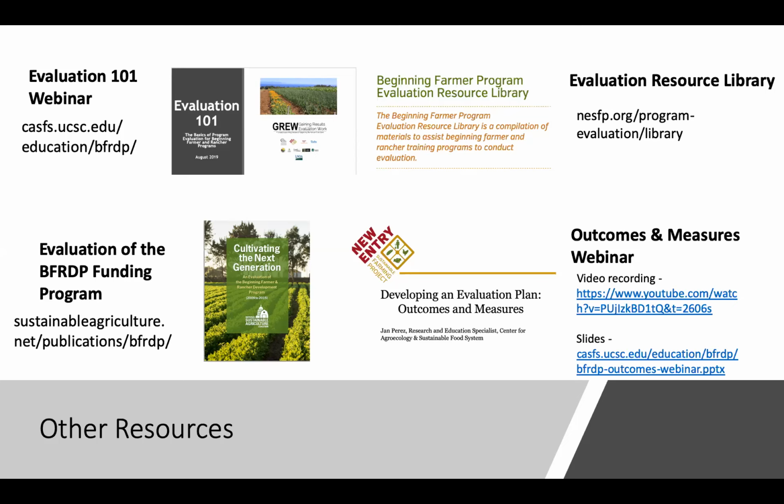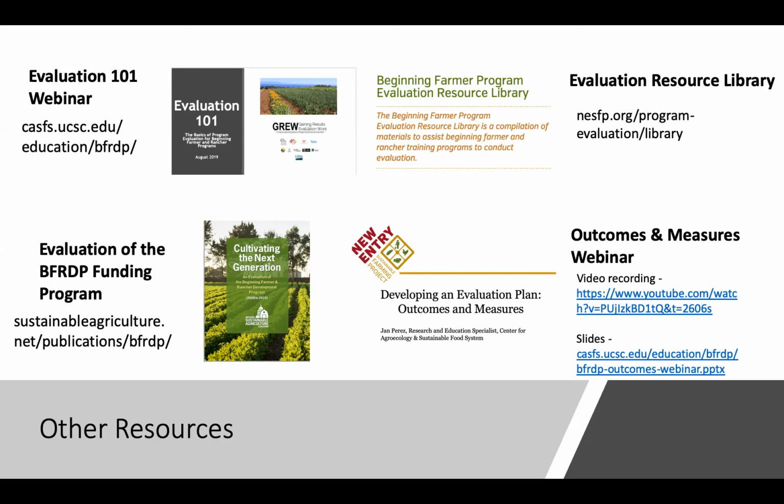Another document that can be really useful is the evaluation of the BFRDP funding program that was published in 2017. It was led by the National Sustainable Agriculture Coalition. We used that to create the outcome list. So a lot of the common outcomes that are identified, we've captured, but it also has examples of best practices that were collected from project directors. That can be a useful thing to use.